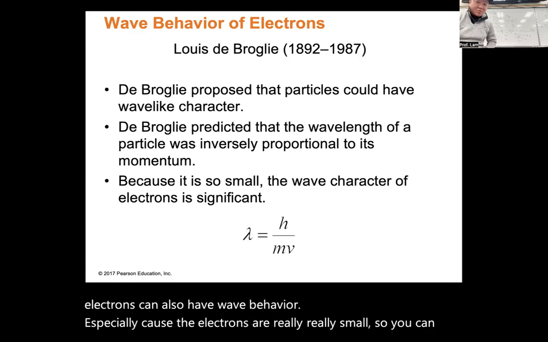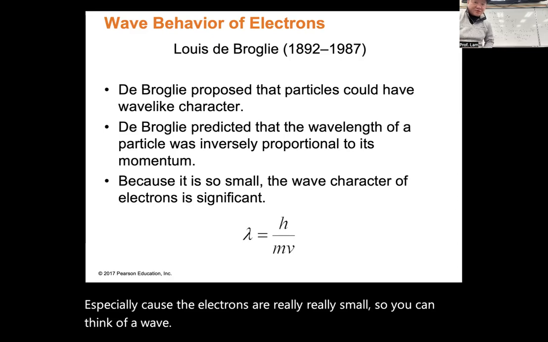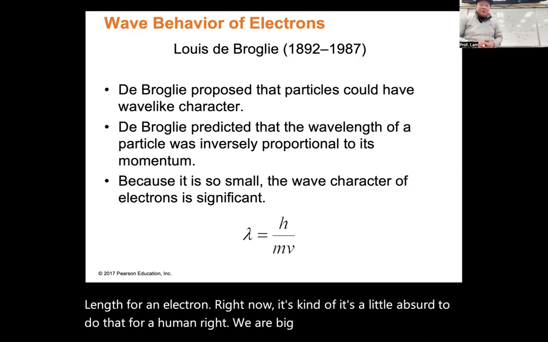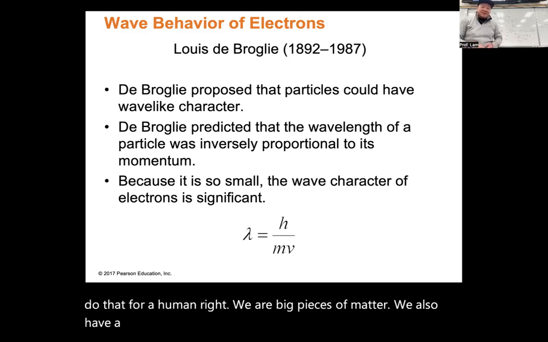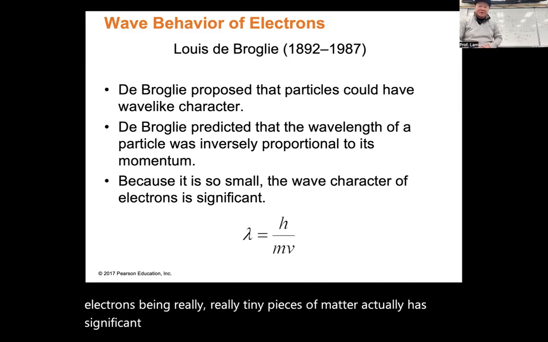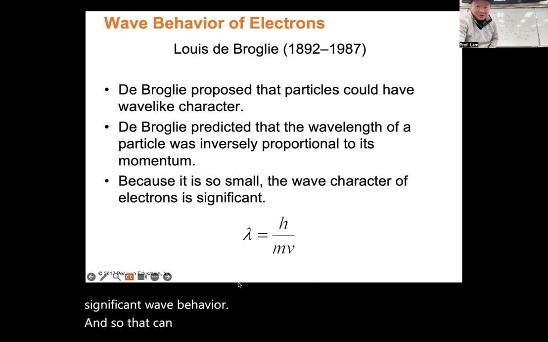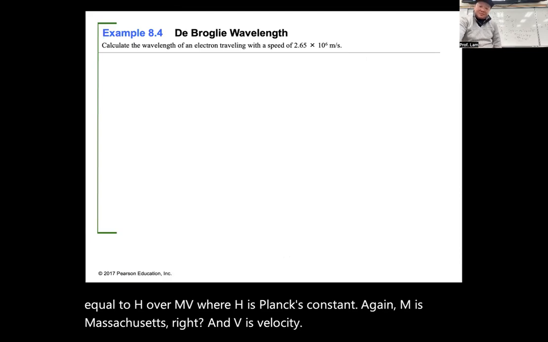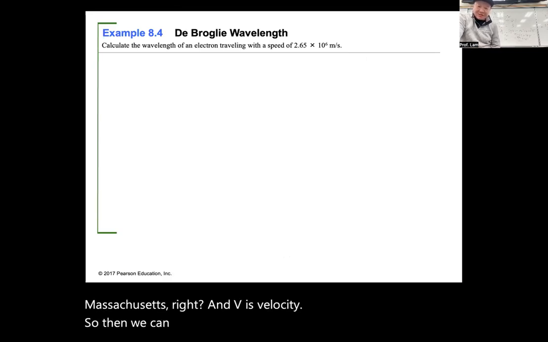So you can think of a wavelength for an electron. Now, it's a little absurd to do that for a human. We are big pieces of matter. We also have a wavelength, but it's too small. However, electrons, being really, really tiny pieces of matter, actually have significant wave behavior. And so that can be described with this equation here. Lambda is equal to h over mv, where h is Planck's constant again, m is mass, and v is velocity. Okay. So then we can calculate the wavelength of an electron.